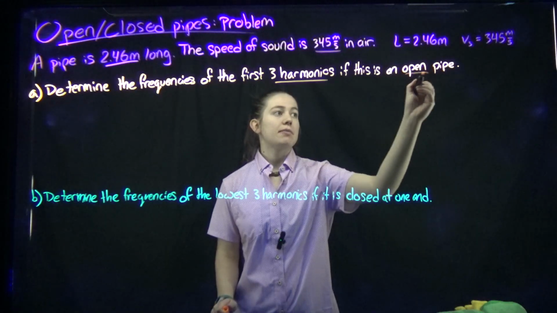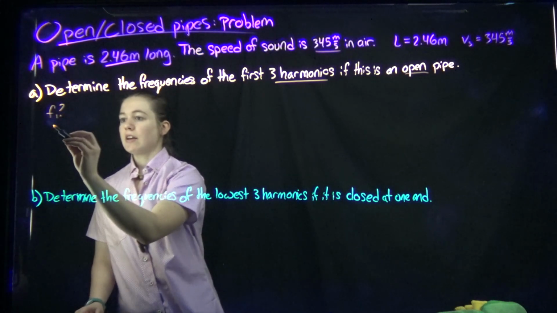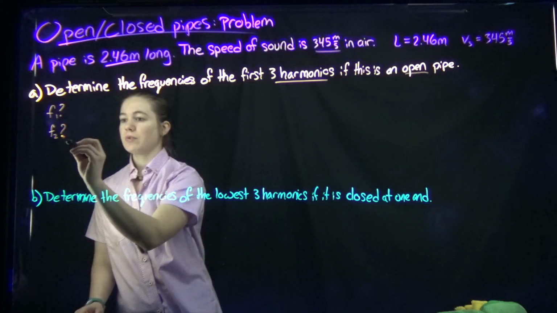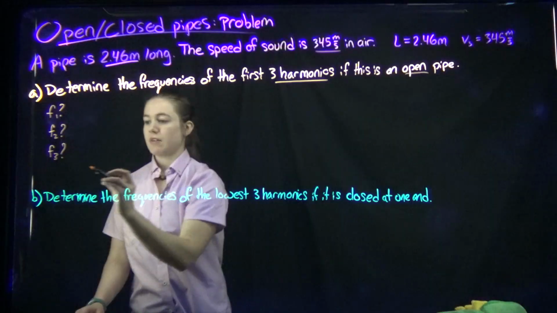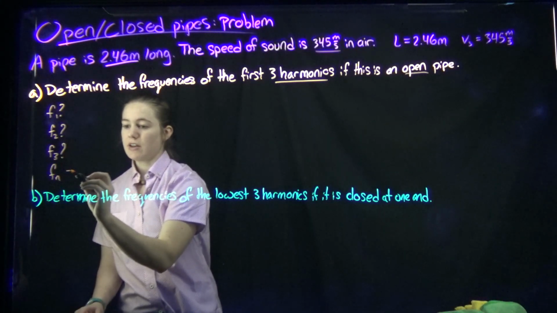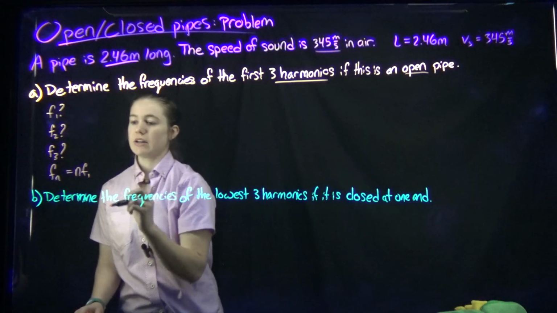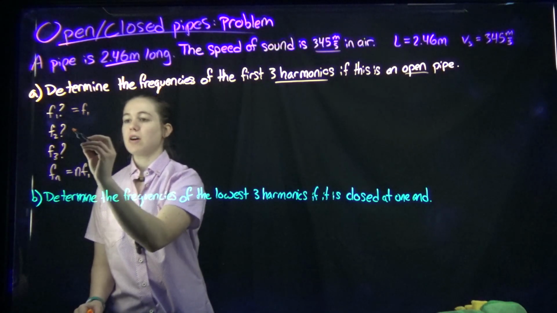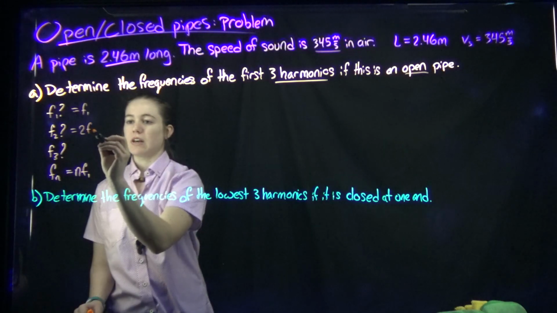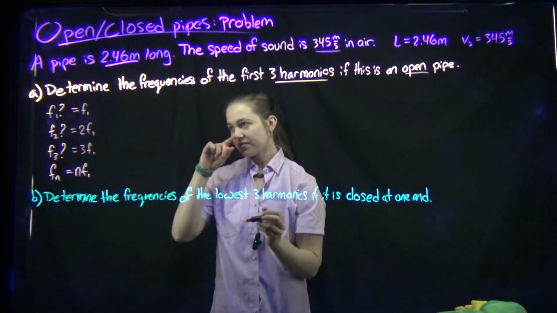is an open pipe. So they're asking for F1, F2, and F3. Remember, to find F of n, we just go n times F of 1. So in each of these, it will be F1, this is 2 times F1, and that is 3 times F1.